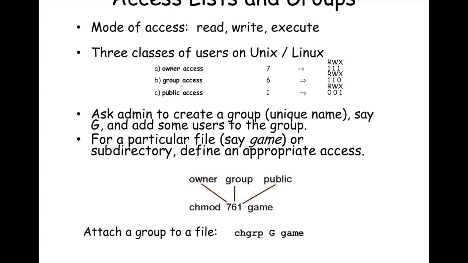There are three classes of users on Linux. There's the owner of the file. There's a collection or set of users called a group. And then there's everyone else, which is the public, sometimes called the universe, which are all the other users that are not in that particular group or the owner that created the file.